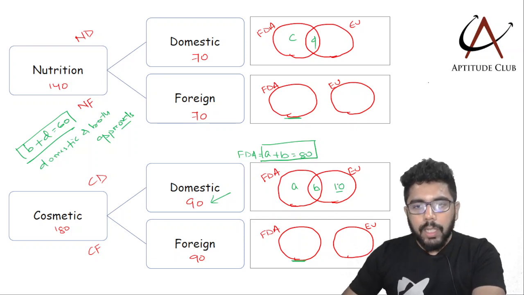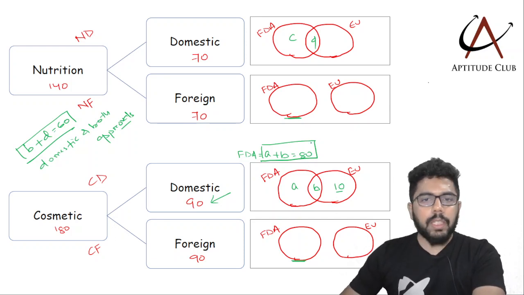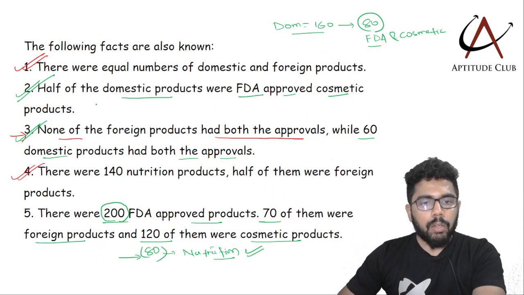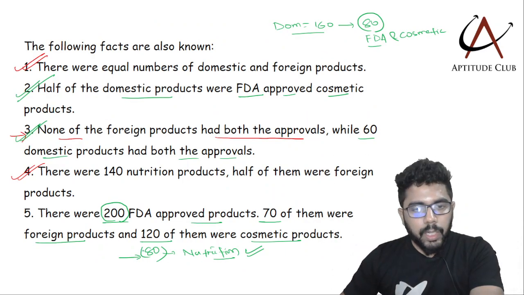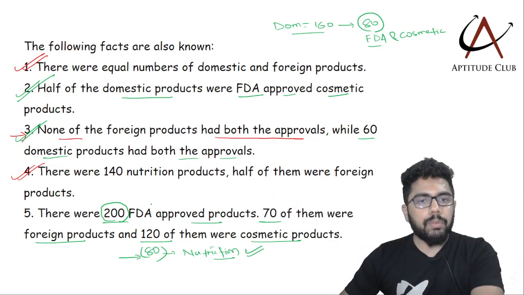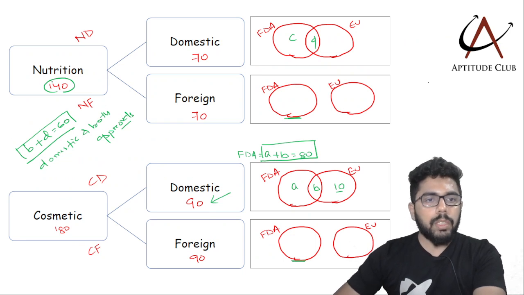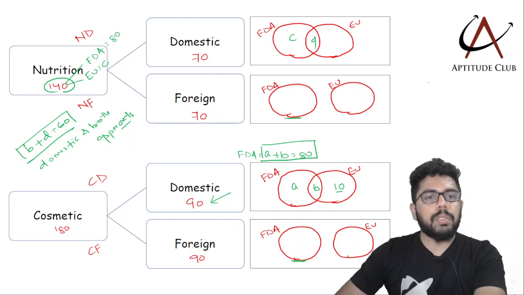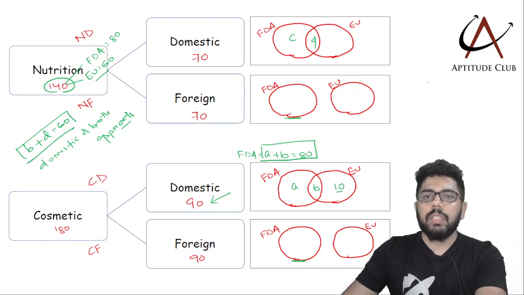Alright. And this is already 10. A plus B is 80 we have got. So total nutrition products is 140. Total nutrition is 140. Out of which 80 are FDA approved. Out of this 140, if I look at FDA approved nutrition products, it is 80. That means EU approved has to be 60. This has to be the case.